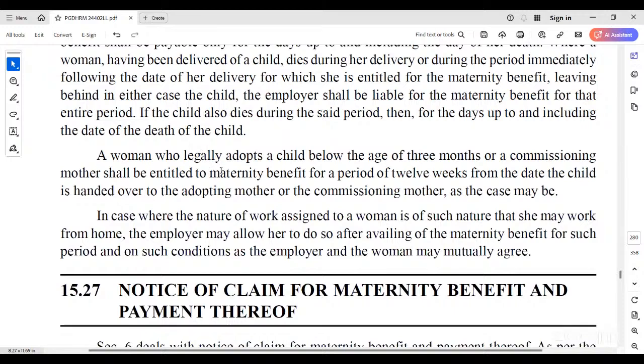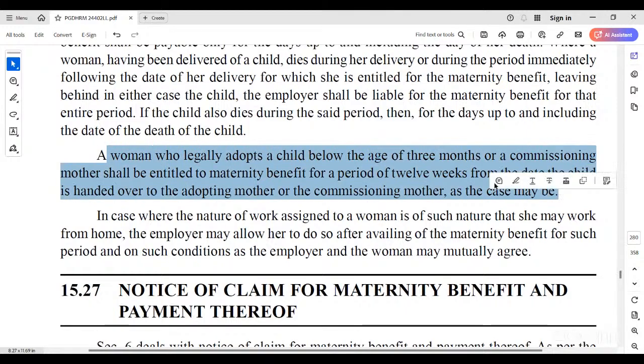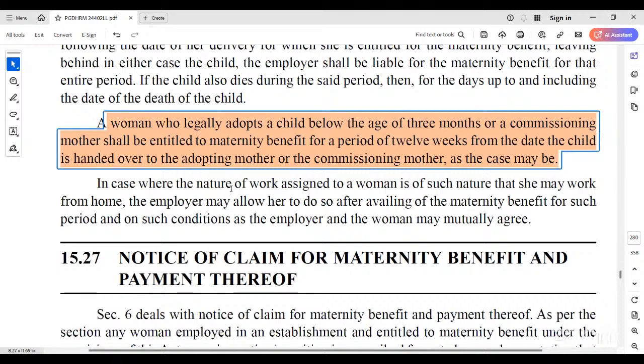A woman who legally adopted a child below the age of 3 months, or any commissioning mother, shall also be entitled to maternity benefit for a period of 12 weeks from the date the child is handed over to the adopting mother or the commissioning mother. She is also eligible for this benefit. In a case where the nature of work assigned to a woman is such that she may work from home, the employer may allow her to do so for availing this maternity benefit for such periods also.